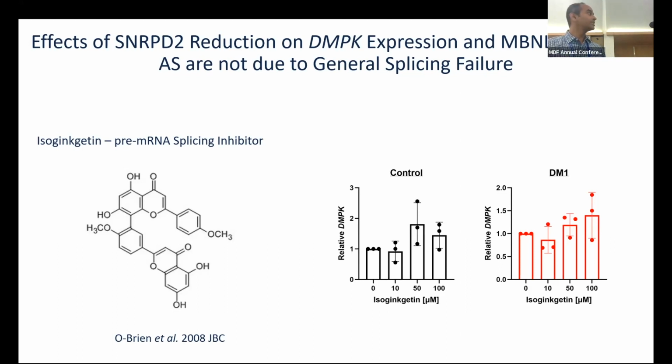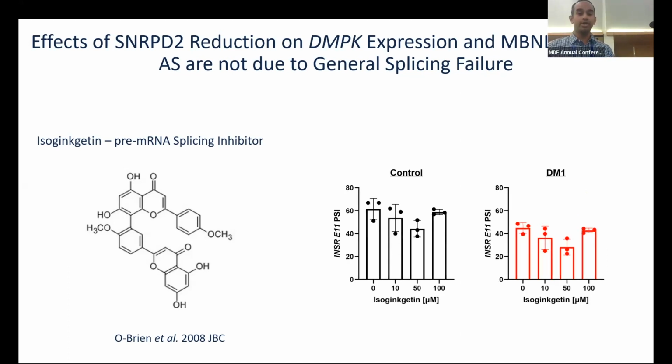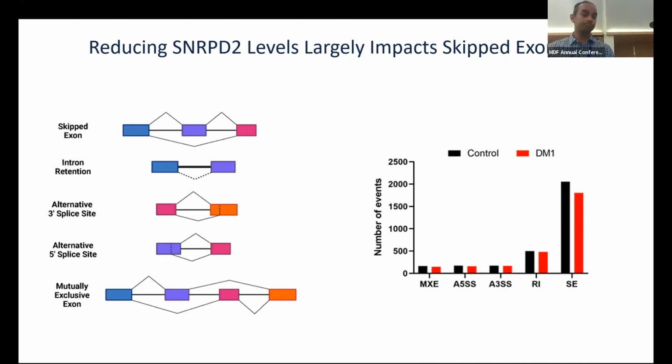And we didn't see the same effect on DMPK expression in either the control or the DM1 fibroblasts, nor did we see any effect on insulin receptor splicing, for example. In fact, if anything, it looked like it was being exacerbated in the dose range. And so it did appear that the effects we see from modulating SNRPD2 levels are independent of just inducing splicing failure, because we are knocking down a core component of the spliceosome.